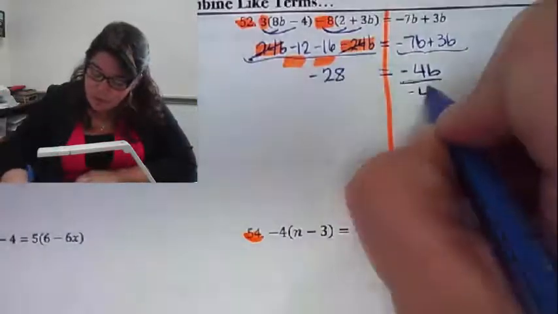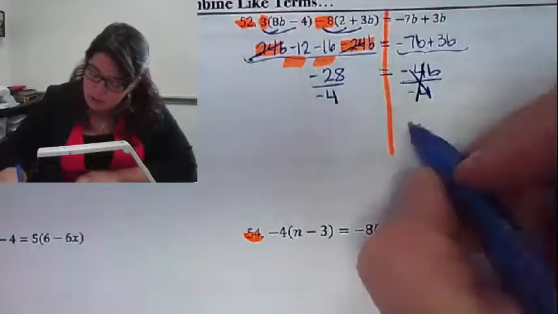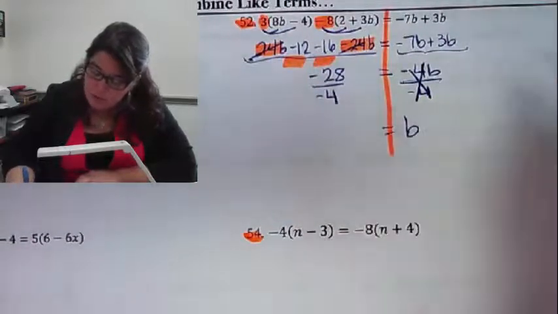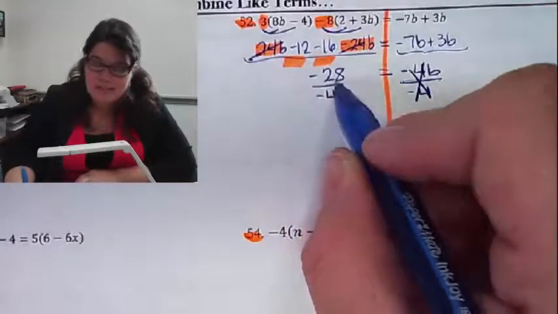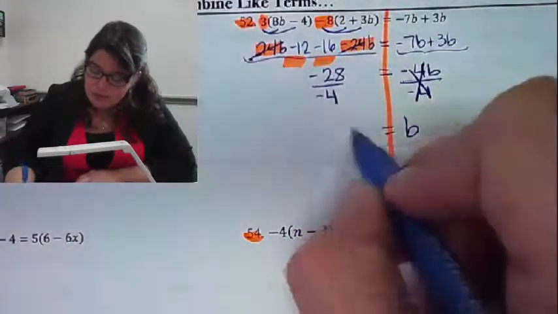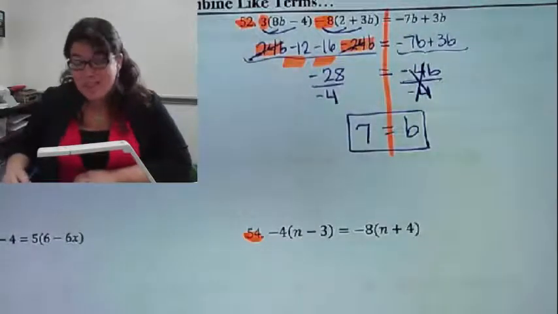Cool. Then it's time to divide. Divide by this -4 to get my b all alone because it's going to cancel on the right, leaving me a b. And over here, -28 divided by -4 is a +7. And voila, b equals 7. Got it. Let's take a look at number 54.